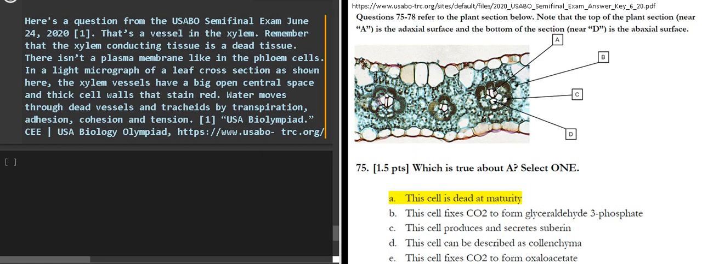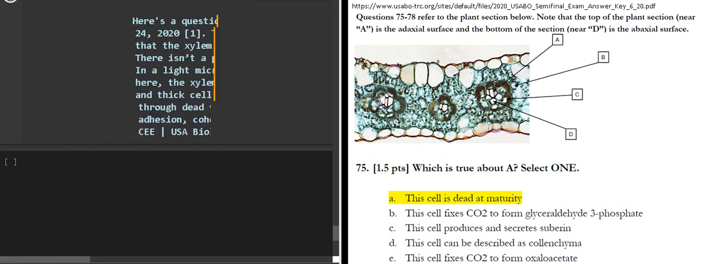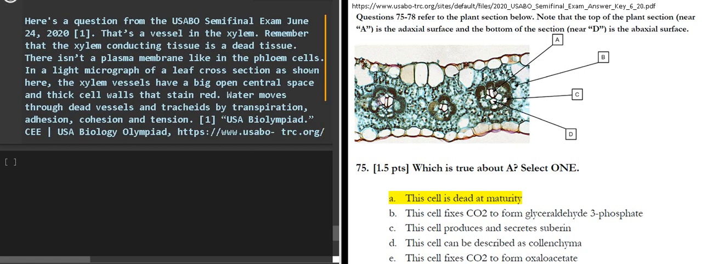In a light micrograph of a leaf cross-section as shown here, the xylem vessels have a big open central space and thick cell walls that stain red. Water moves through dead vessels and tracheids by transpiration, adhesion, cohesion and tension.